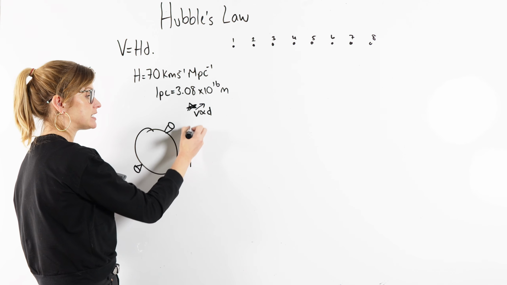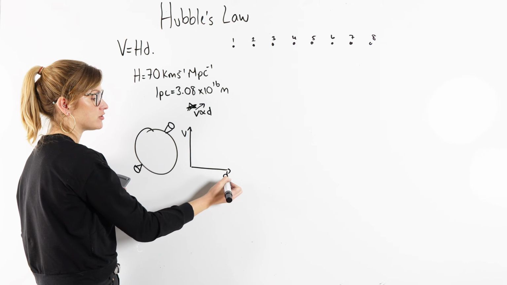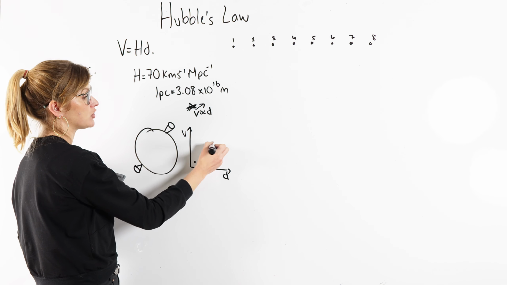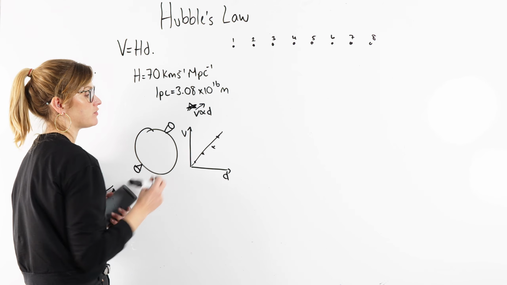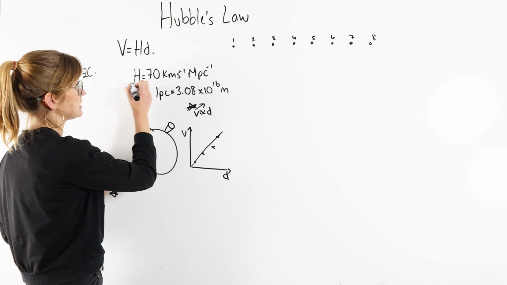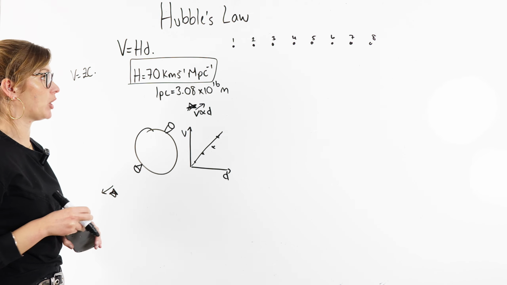And what he did was he did a big catalogue where he looked at the speed they're all moving away and their distance. He catalogued all these different stars, and he found that the gradient of that line was equal to the value of Hubble's constant. And the value used today for Hubble's constant is this number here. So 70 kilometers per second per megaparsec.